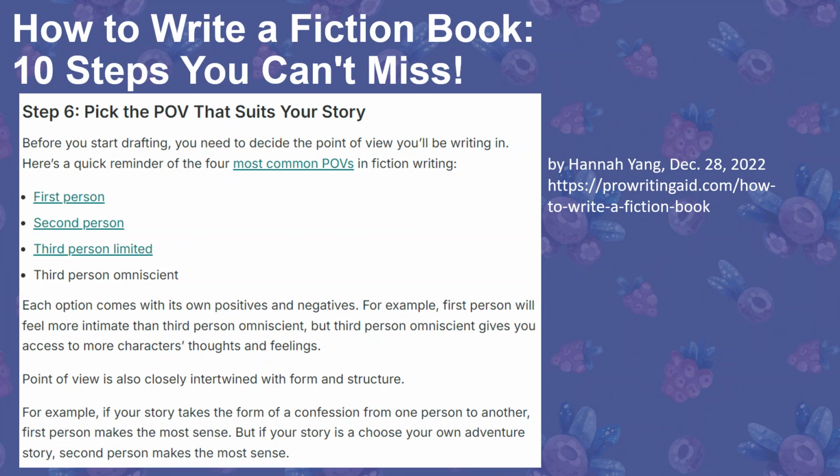Each option comes with its own positives and negatives. For example, first person would feel more intimate than third person omniscient, but third person omniscient gives you access to more characters' thoughts and feelings. Point of view is also closely intertwined with form and structure. For example, if your story takes the form of a confession from one person to another, first person makes the most sense. But if your story is a choose-your-own-adventure story, second person makes the most sense. I see. So it's the choose-your-own-adventure stories that write in second person. I see.